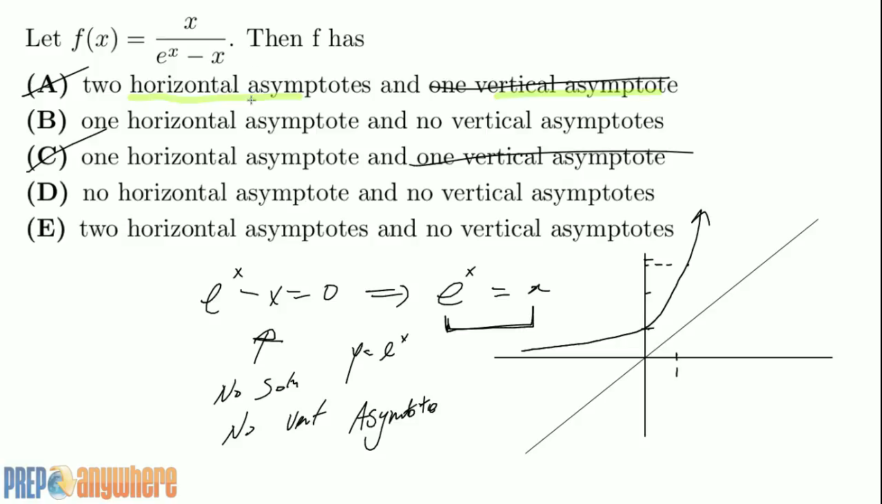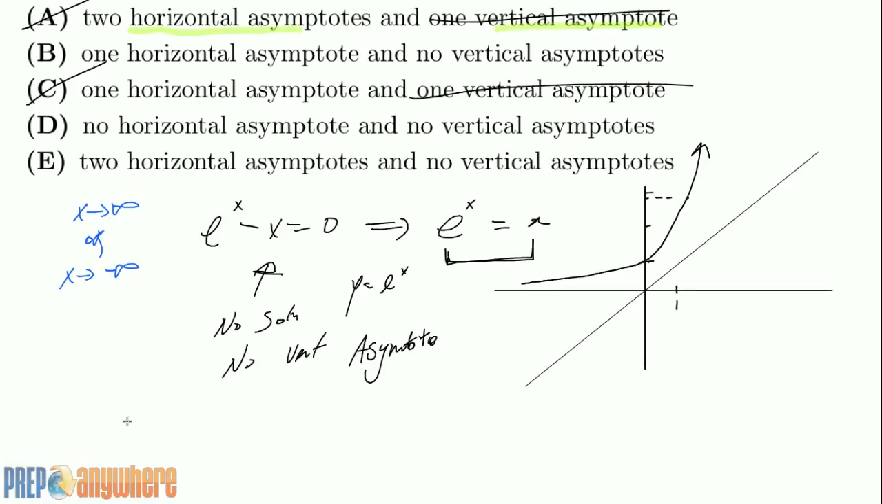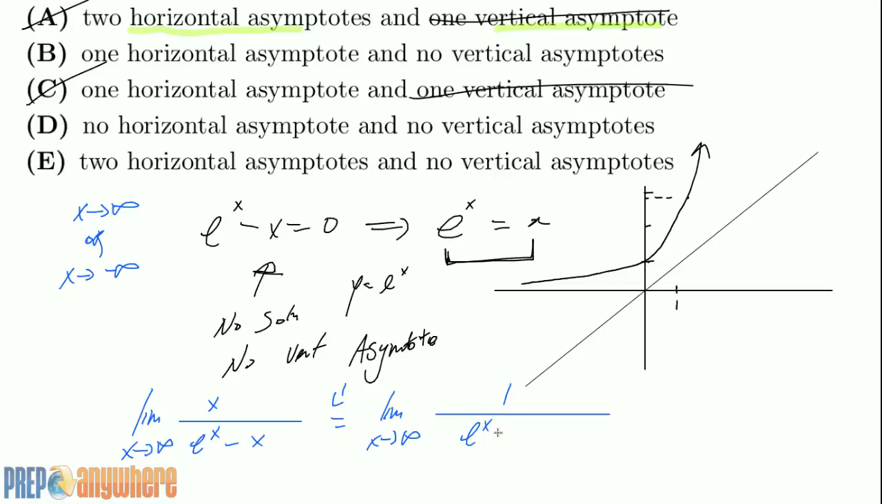Okay, so how is it possible that we can get two horizontal? It's because x can approach infinity or x can approach minus infinity. So let's consider the limit as x approaches infinity of x over e to the power of x minus x. Now we have to do this by L'Hopital's rule. So let's differentiate top and bottom with respect to x, and we get 1 over e to the power of x minus 1.